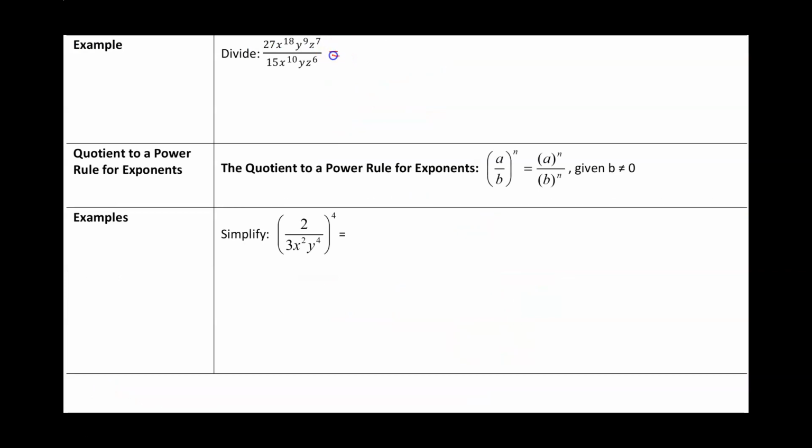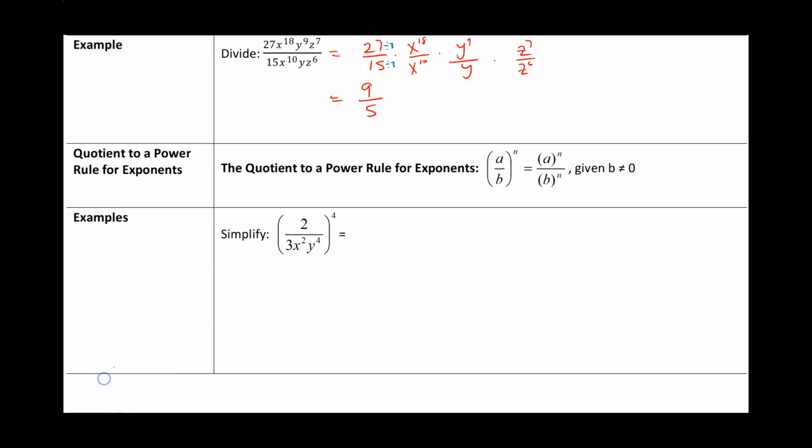Another one. It's easiest to separate everything into the numbers and then the x's and then the y's and then the z's. Okay, then we simplify this. So we've got to think about 27 and 15. That's just a fraction which has to be reduced. We can divide these each by 3. 3 goes into 27 9 times, and 3 goes into 15 5 times. So for the first fraction, we're just dividing these by 3.